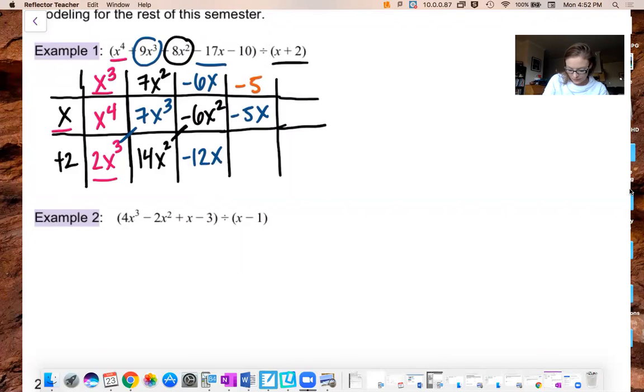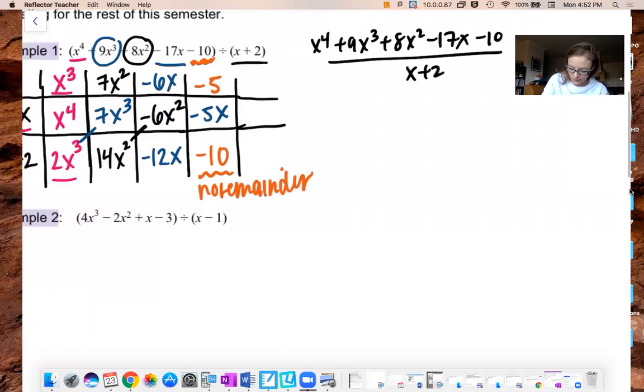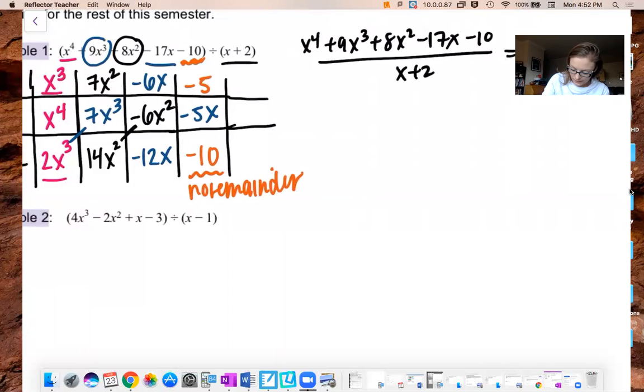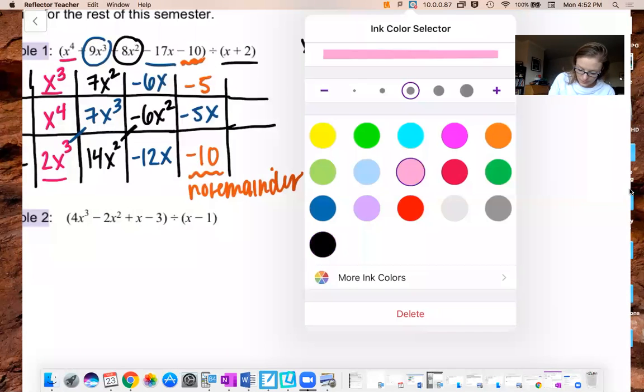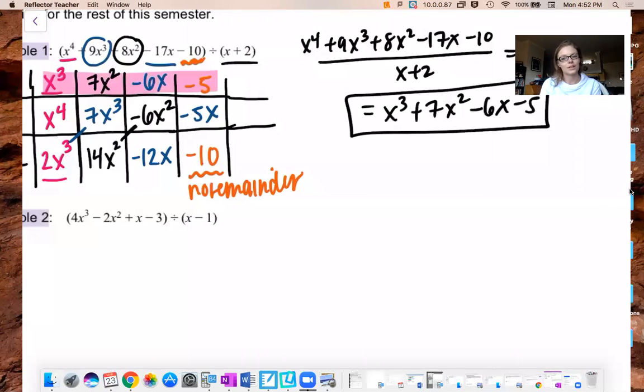If I do negative 5 times 2, this becomes negative 10. At the very end, this was a negative 10, and since that's what I got down here, that means we have no remainder. What you just did is you took x to the 4th plus 9x cubed plus 8x squared minus 17x minus 10, divided it by x plus 2. Your final answer is what you have on the top up here: x cubed plus 7x squared minus 6x minus 5, and you don't have a remainder. So that's what you're going to end with.